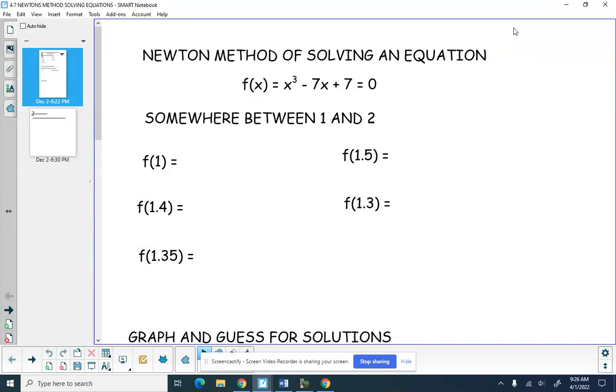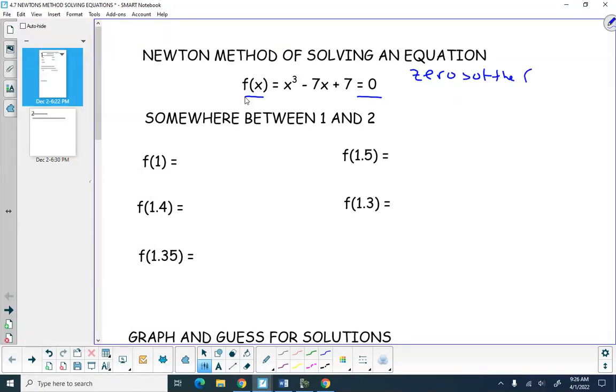Today we're going to talk about Newton's method of solving equations. We have an equation x cubed minus 7x plus 7, and we have this equal to 0. And we want to solve this equation. We want to find values of x that make this equal to 0. This is also the zeros of the function, and also x-intercepts.